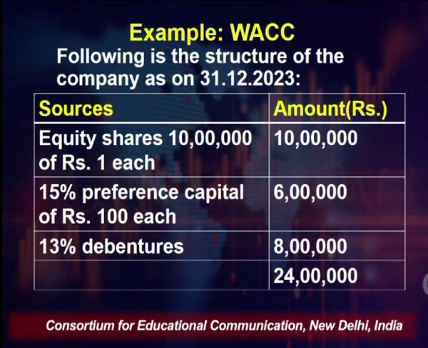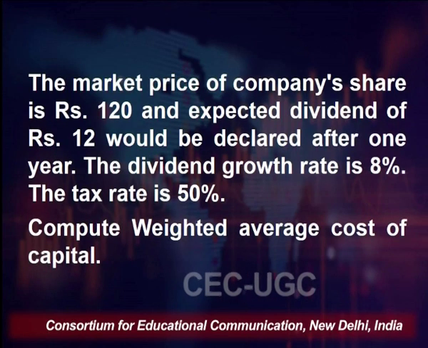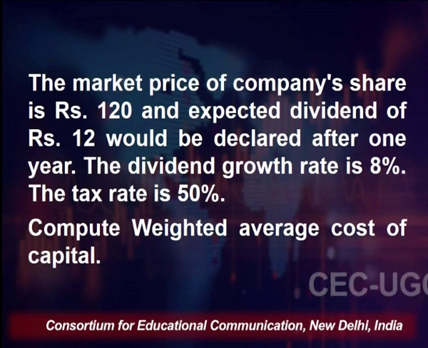And how will we calculate the proportion? The proportion of equity share is equal to 10 upon 24. The proportion of preference share will be equal to 6 upon 24. The proportion of debenture will be 8 upon 24. We will use these proportions when we solve this question.